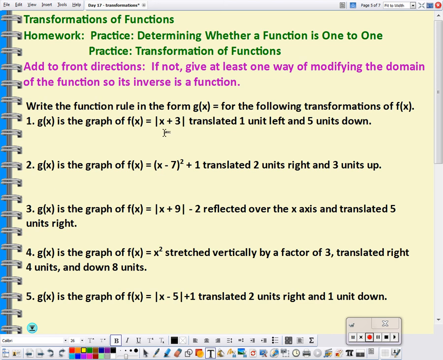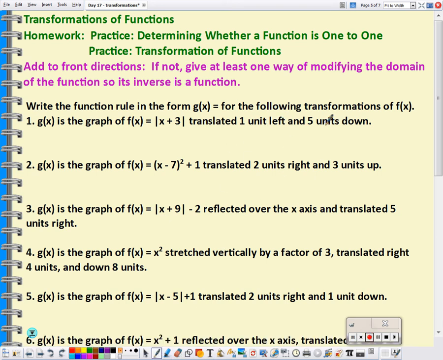Okay, so we are going to write the function rule in the form g of x equals for the following transformations of f of x. So number 1 says g of x is the graph of f of x equals absolute value of x plus 3, translated 1 unit left and 5 units down.